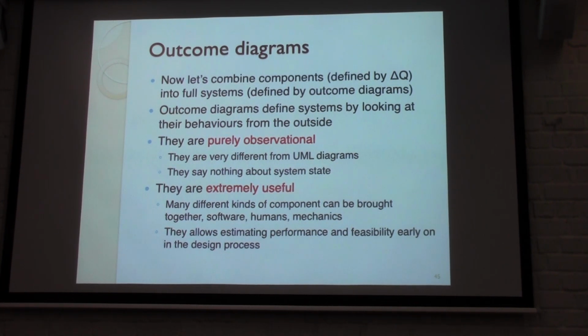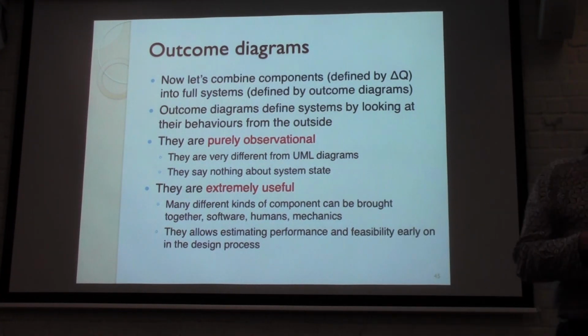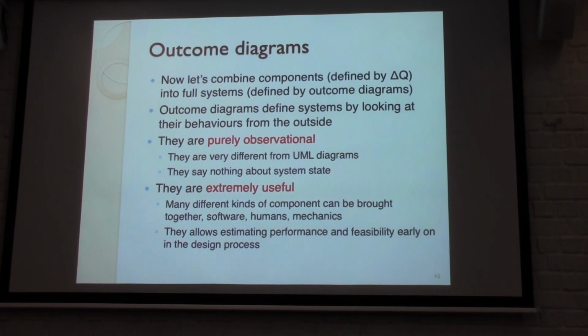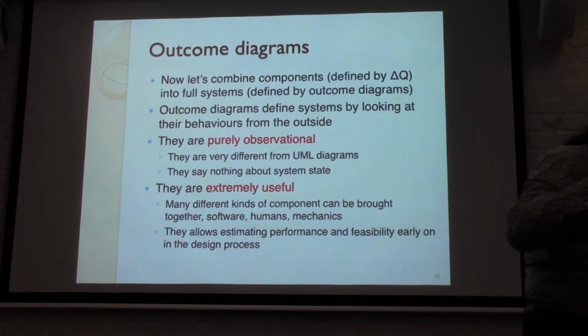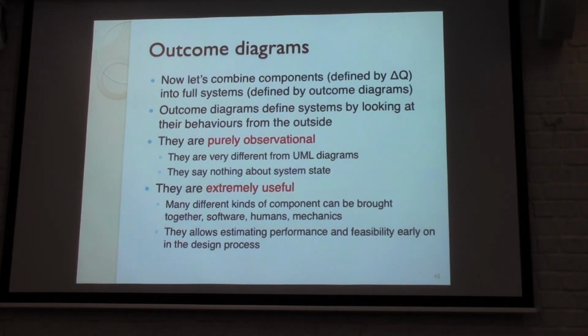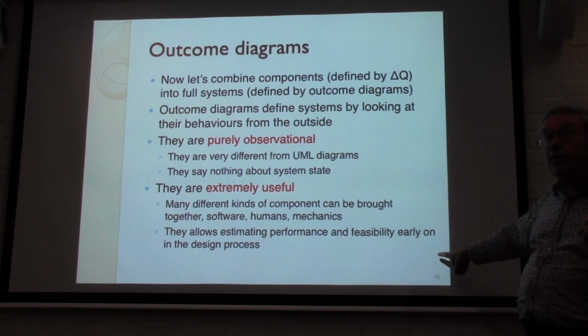UML diagrams say something about the internals. They will tell you what the class structure is. They will tell you what the state diagrams are. They say something about how the system is built. But outcome diagrams do not do that. They're purely looking at the system from outside. You make no assumption about how it's built. Okay? So it's purely observational. So it's a really new thing. It's very different from UML diagrams. Okay? But still extremely useful.